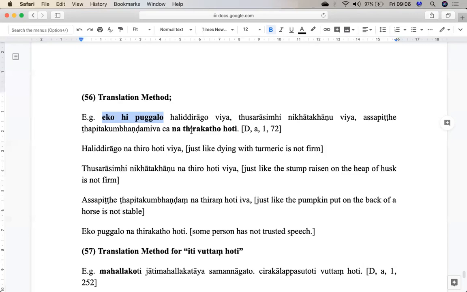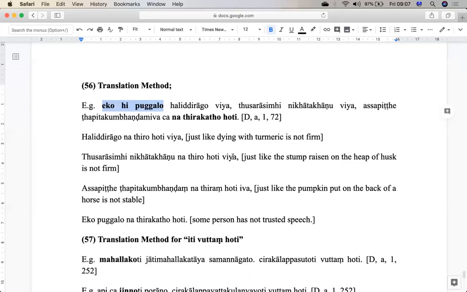Commonly in a Pāḷi sentence, in the main one we write the complete sentence. In the other one we take out just the point. So here haledi rago, tuzarazemi, and nikada kanuya, asabete, tabida gombana iwa, and so on. Taking some words from the main sentence, we need to understand the sentence completely in this way. That's the method.